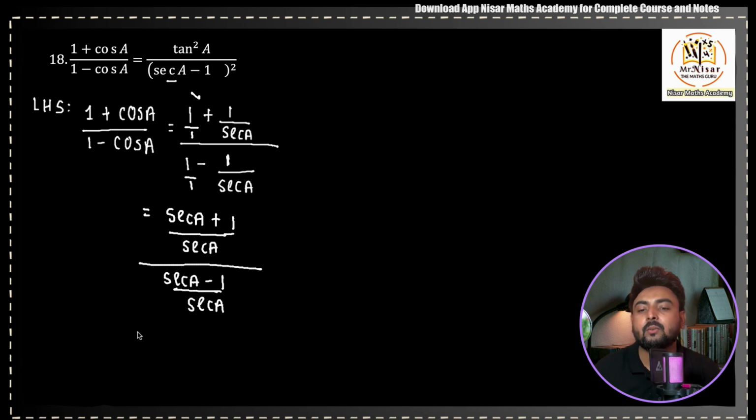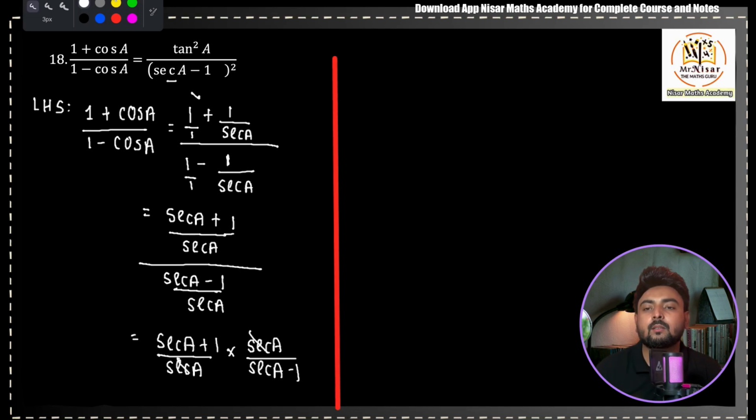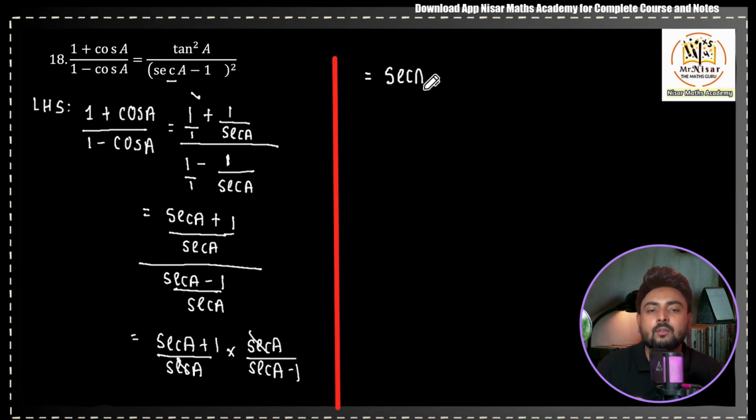When a fraction is divided by a fraction, it becomes reciprocal. So it's going to become sec a plus 1 upon sec a into sec a upon sec a minus 1. So this sec a will get cancelled. Just draw a line over here. So what is remaining? We have sec a plus 1 upon sec a minus 1.